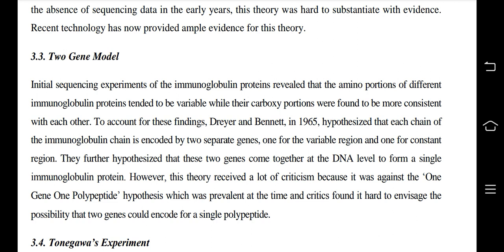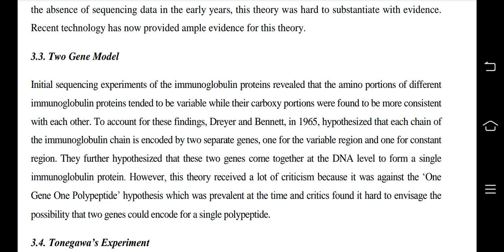Initial sequencing experiments of the immunoglobulin protein revealed that the amino portions of different immunoglobulin proteins tended to be variable, while their carboxy portions were found to be more consistent with each other. To account for these findings, Dreyer and Bennett in 1965 hypothesized that each chain of the immunoglobulin is encoded by two separate genes, one for the variable region and one for the constant region. They further hypothesized that these two genes come together at the DNA level to form a single immunoglobulin protein.